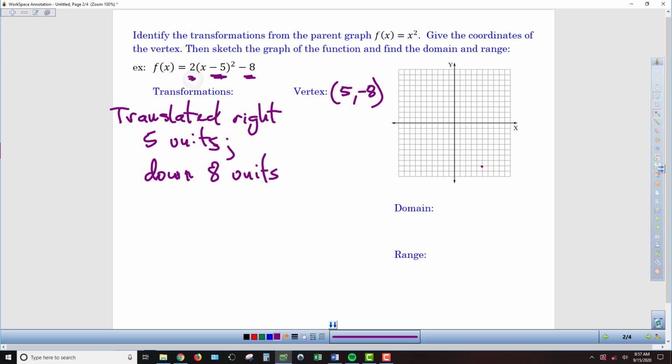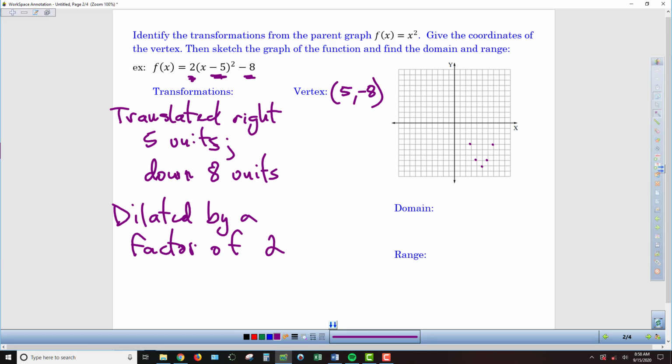So that's as a result of this 2. And so the way we describe that is like we did with our other functions. We're going to say our graph is dilated by a factor of 2. So what does that mean for our graph? Well, normally our graph would go over 1, up 1 in both directions from the vertex. And then the continuation of the pattern would be over 2 from the vertex, up 4.